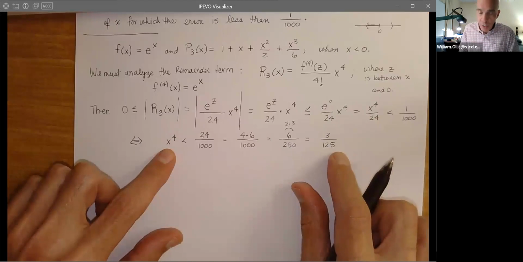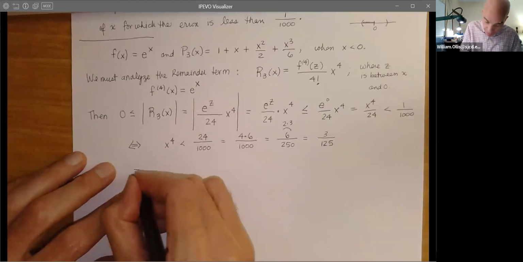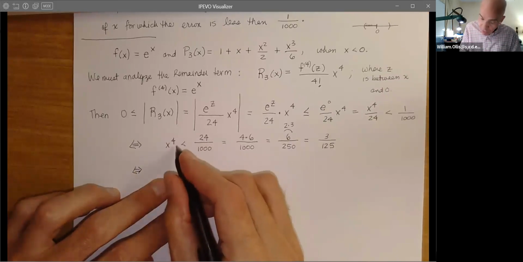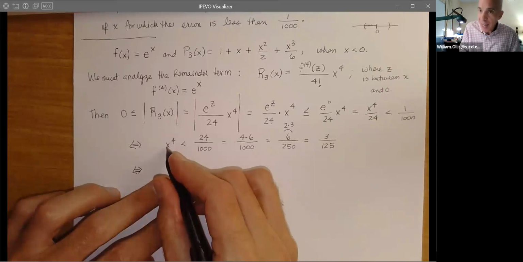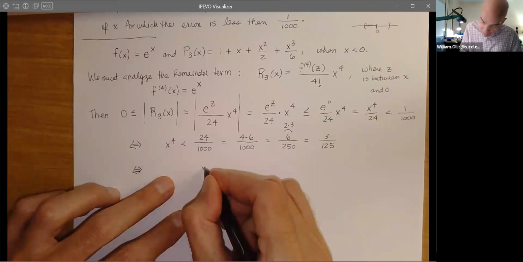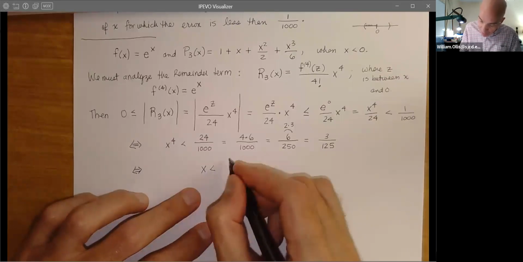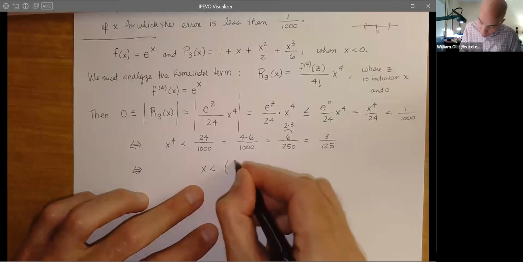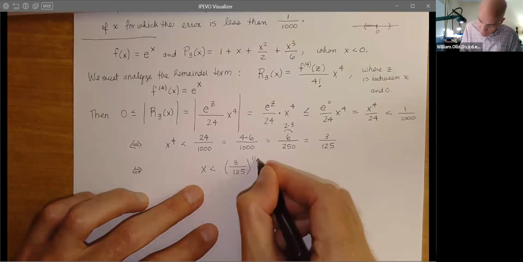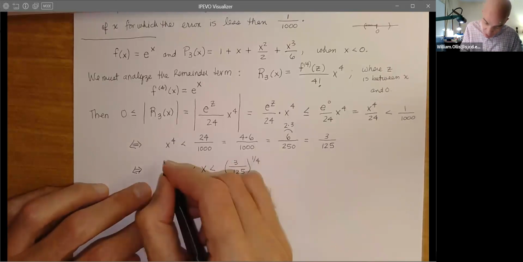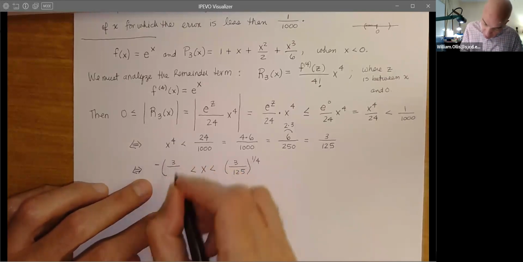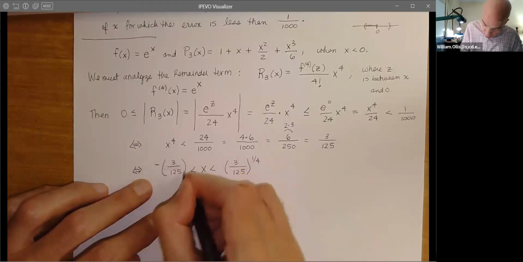Now, this is just a conjunction. So if and only if we have, let's see, we're going to look at this as the 4th root. So basically the absolute value of x to the 4th power. So we're going to get x is less than the 4th root. This is what we're going to discard, because we don't really know anything about that, but we do know something about this. Negative 3 over 125, 4th root.